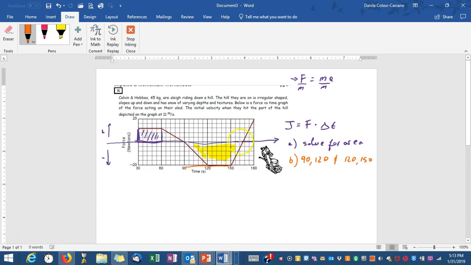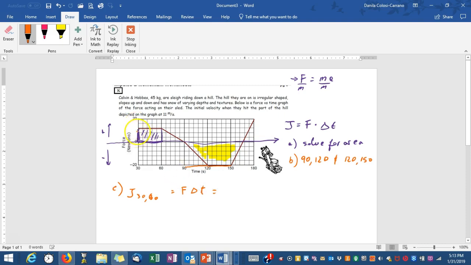When we have intervals of areas, this applies also, but they are not giving us the choice of parts of 30 seconds. Then for part C, they ask what the impulse is between 30 and 60. So we have to calculate this value here. Your impulse between 30 and 60 is going to be the amount of force that you have there times your delta time.